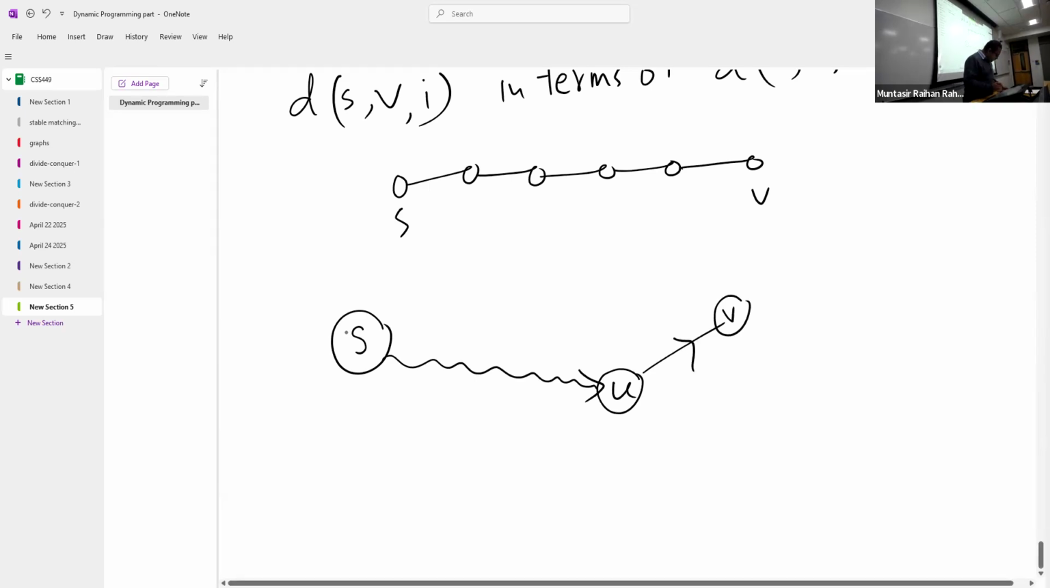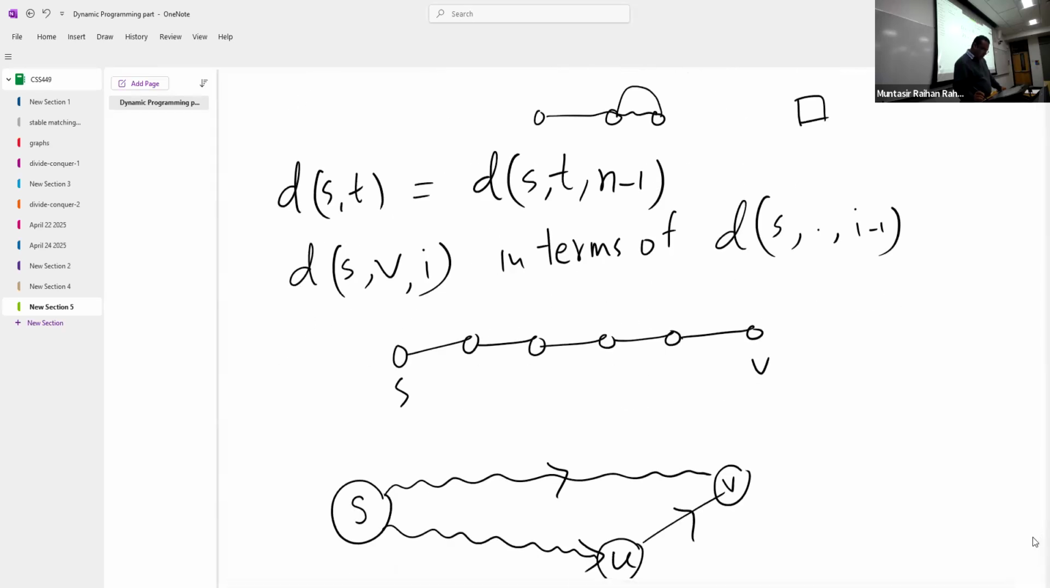And then there are also paths from S to V, right? So we are trying to find paths with at most I hops in terms of paths with at most I minus 1 hops, right? Now there are two cases.